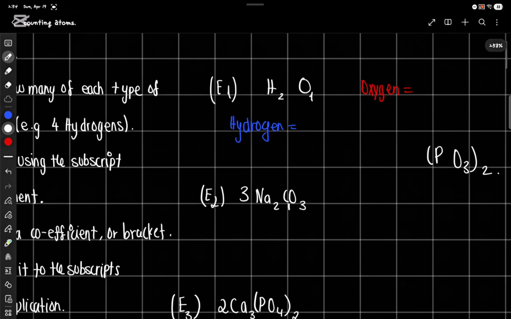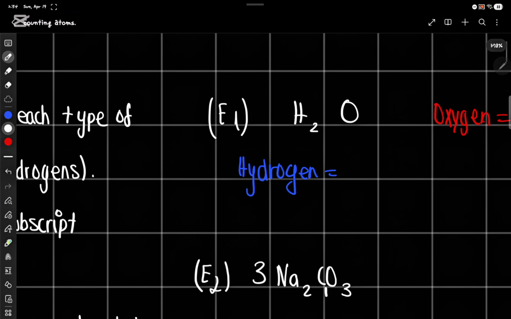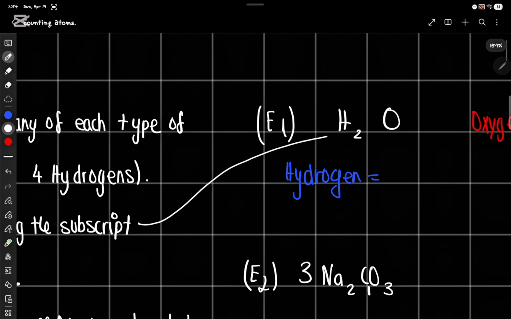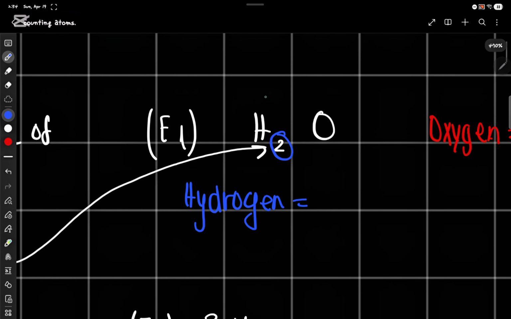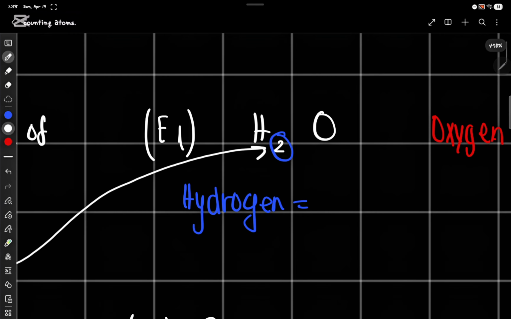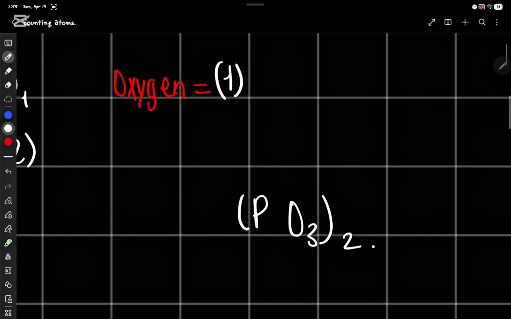So let's go through a very simple example first. We all know what H2O is, okay? H2O is water, okay? And what I mean by subscript is that it's the number under an element, okay? So here we see 2 under hydrogen, which tells us that there's going to be 2 hydrogens in this bond. And when you see an element without a subscript, you assume there's an invisible 1, which tells you there's 1 oxygen, okay?